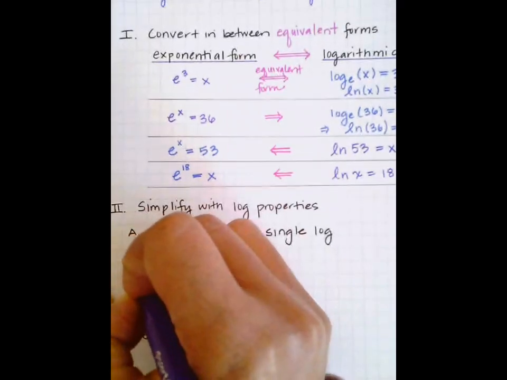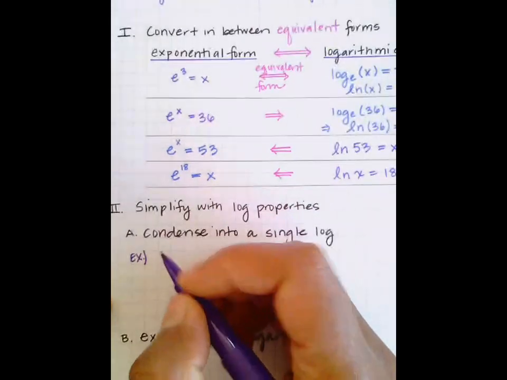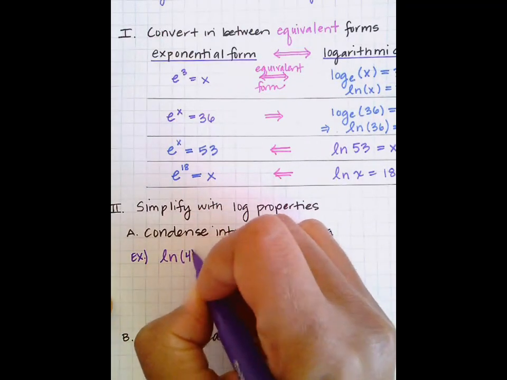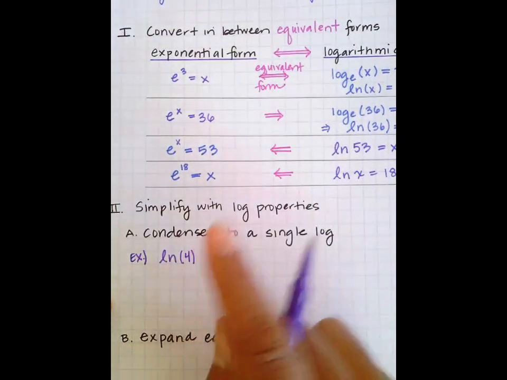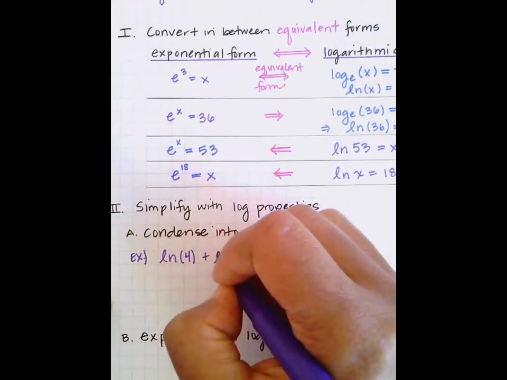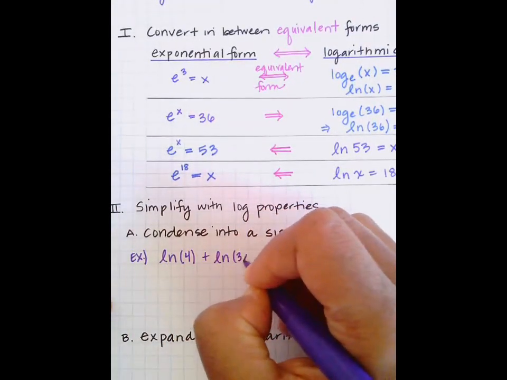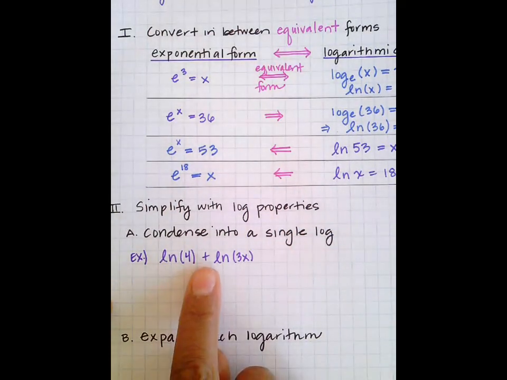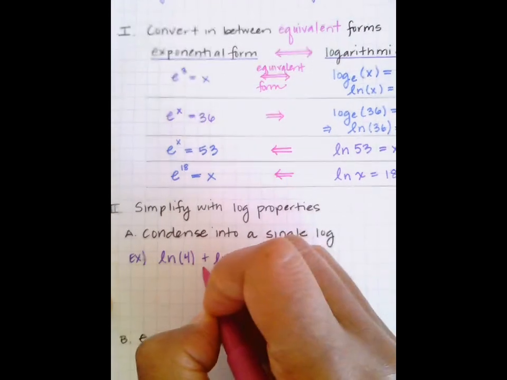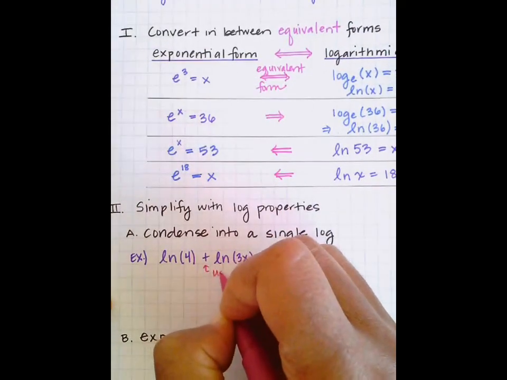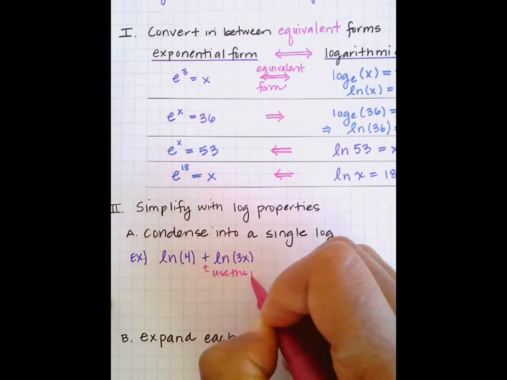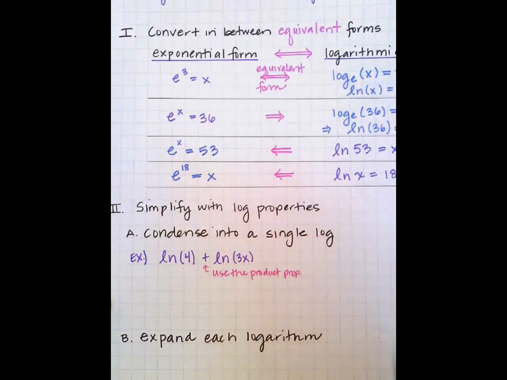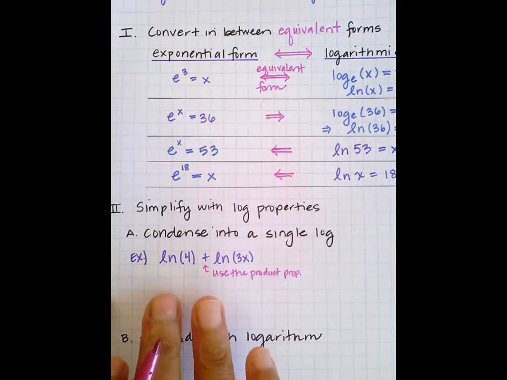So here is the first example under the condensing umbrella when we have the ln of 4. And again, we don't have to write the argument in parentheses. Sometimes it will look like that, sometimes it won't. And the ln of 3x. So again, when I see this plus sign here, that is a reminder that this tells me I will use the product property of logs because I see the addition of logs with the same base.